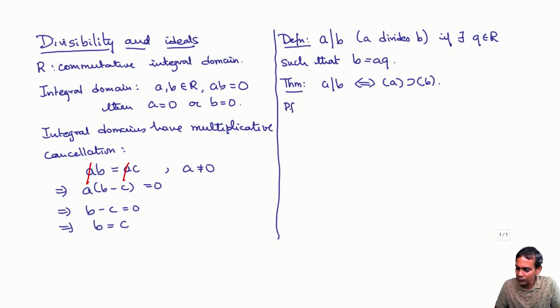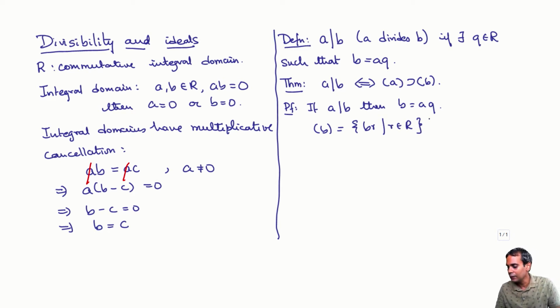Well, the proof is very simple. If a divides b, then b equals aq. So the ideal generated by b is the set br, r in R, by definition, and so this is aqr, r in R, which is certainly contained in the ideal generated by a, because the ideal generated by a is the set of elements ar', where r' is in R, and each of these elements is of that form.